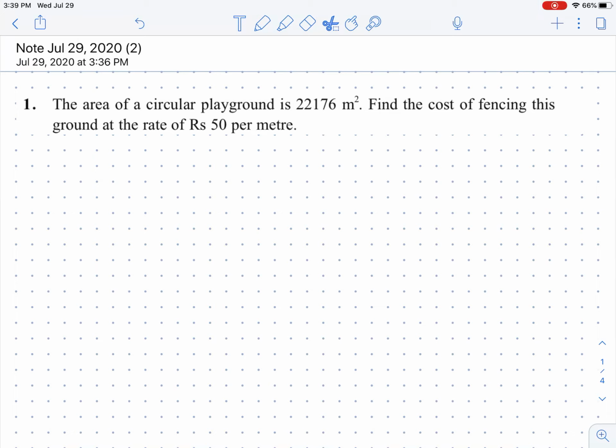Hello students, in this lecture I will cover some problems based on areas related to the circles. Basically it is for 10th class chapter areas related to the circles. Now see here, they are asking the area of a circular playground is 22176 meters square. Area is given to us. Find the cost of fencing this ground at the rate of 50 per meter.